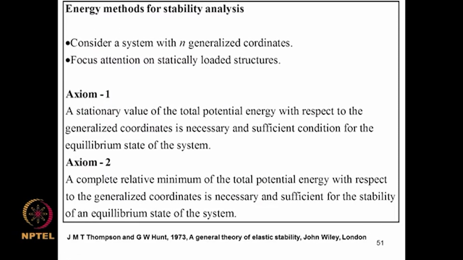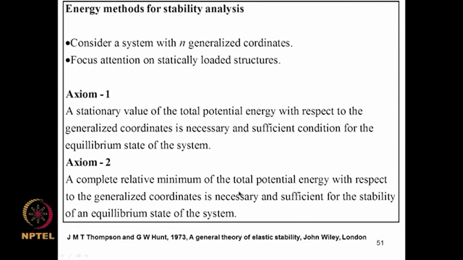Next, we enunciated two axioms for analyzing stability of more general class of problems, and these axioms led to the energy methods for stability analysis. The first axiom stated that a stationary value of the total potential energy with respect to generalized coordinates is necessary and sufficient condition for the equilibrium of the system. So, the first axiom provided the condition for equilibrium.